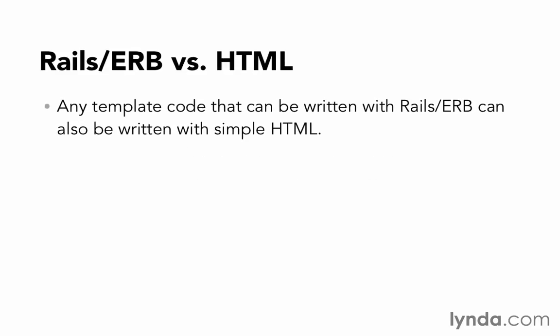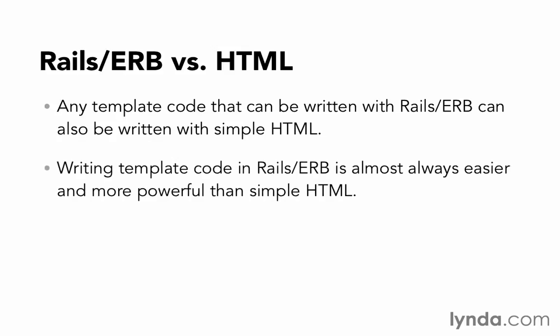First, anything that we can write with the helpers can also be written with simple HTML. That's all the helpers are doing. They're helping us to write HTML. The end result that goes back to the browser is always just plain HTML. Let's not forget that. Second, writing code using these helpers is almost always easier, more powerful, and includes extra benefits than if we use simple HTML alone. The following examples will make some of those advantages clear.